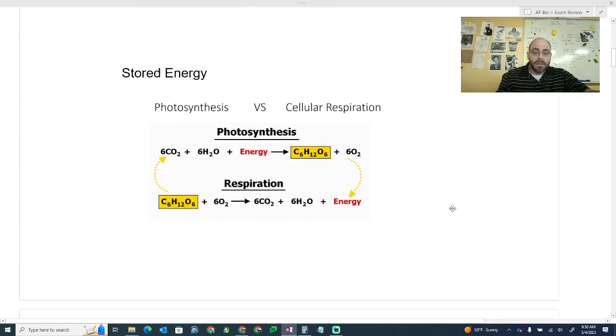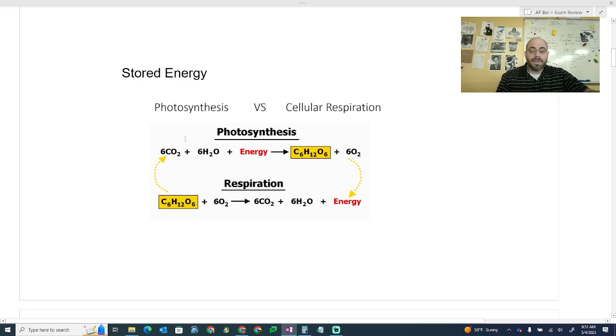Let's begin. Cellular respiration is about breaking down that stored energy that was made in photosynthesis, that glucose molecule, and getting that energy back out. That energy will be made in the form of ATP. The purpose of cellular respiration is to break down glucose in the presence of oxygen to make ATP. CO2 is going to be a byproduct. H2O is also being made.